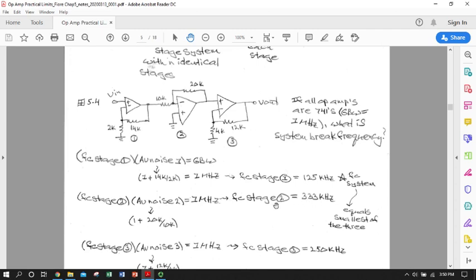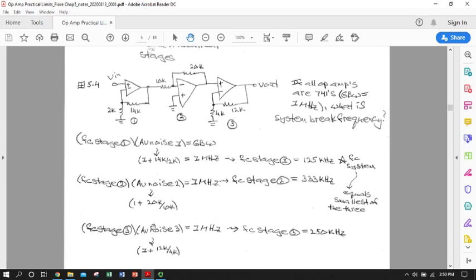So if it were just between stages 1 and 2, our upper break would definitely be limited by stage 1. It'd be 125. And we do the same thing for stage 3. We calculate its upper break frequency, and it's somewhere between these two. So lowest number is stage 1. The upper break frequency for the system is the same as stage 1. Lowest one rules.